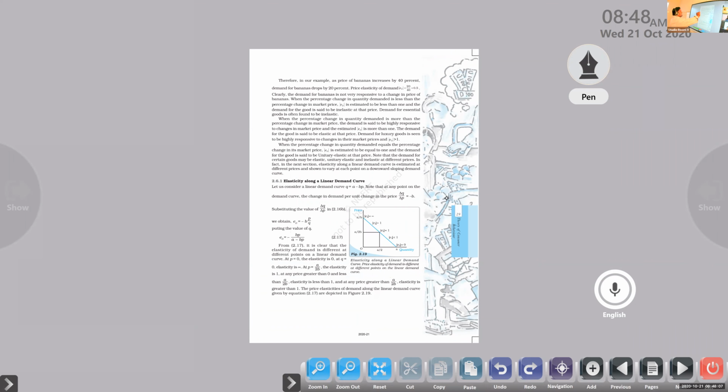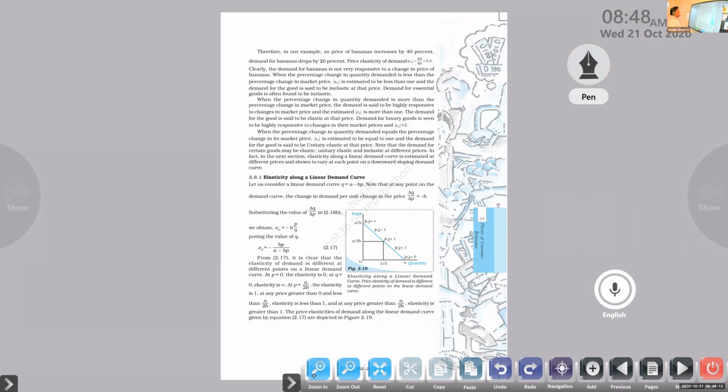Okay, so clearly the demand for banana is not very responsive to the change in the price of bananas. When the percentage change in the quantity demanded is less than the percentage change in the market price, the elasticity of demand is estimated to be less than 1, and the demand for the good is said to be inelastic at that price. So here you can see that there is not that much change in the elasticity, because it's a normal good basically, right? And it's a food item, so there are no such changes here.